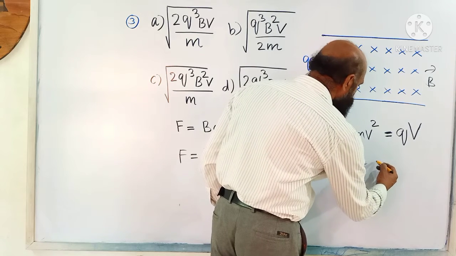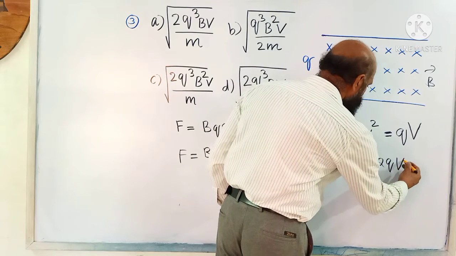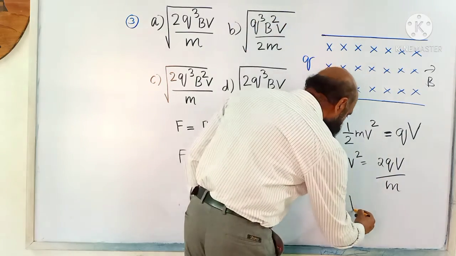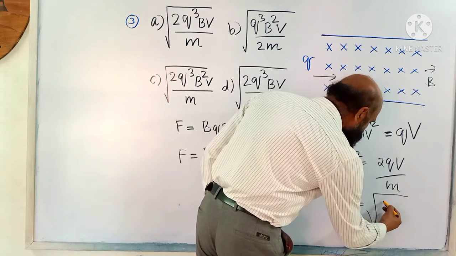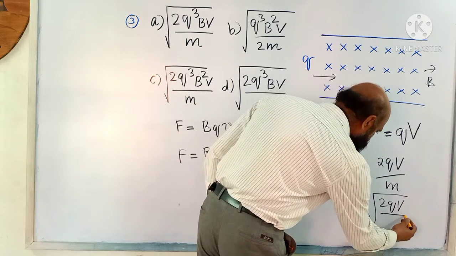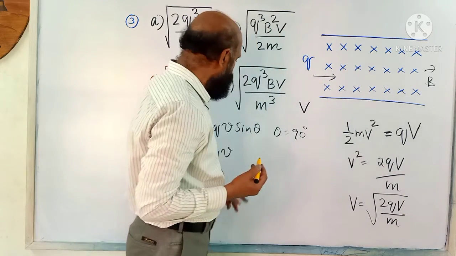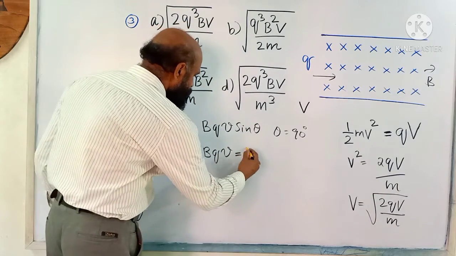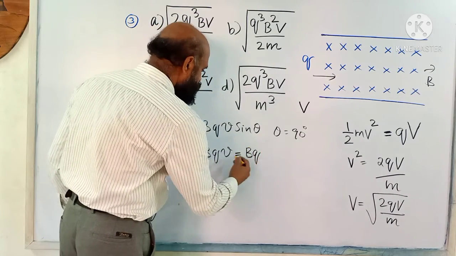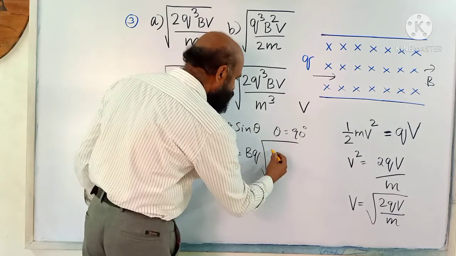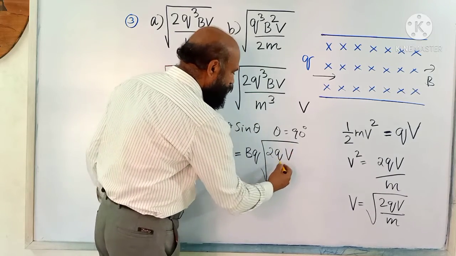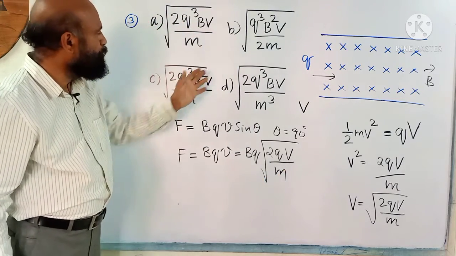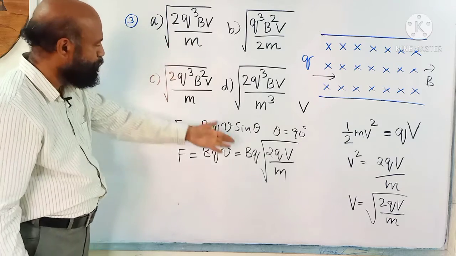v square is 2qV by m. So v will be the square root of 2qV by m. Now for this velocity we can substitute in BQv. For this v we can write the square root of 2qV by m. Now these are the four options given. So we have to make it in this form.